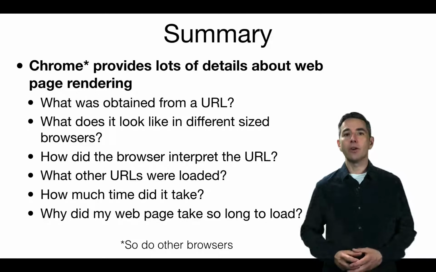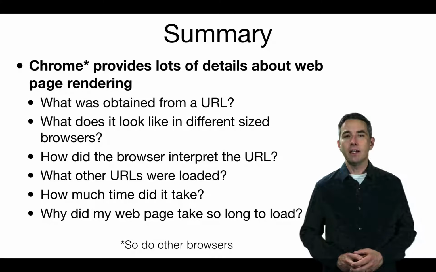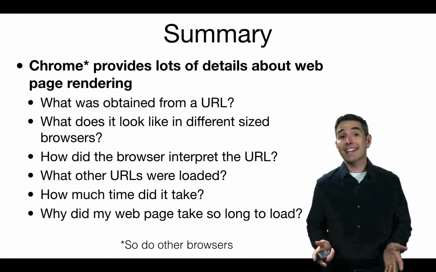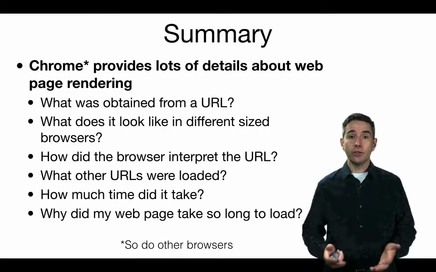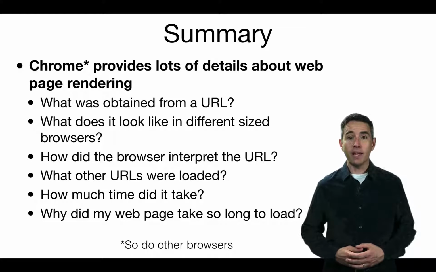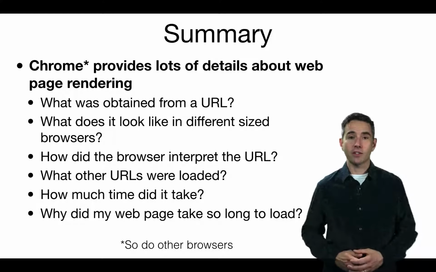What other URLs were loaded in addition to the one that I initially requested, and how much time did each of them take? Finally, what was the overall reason my web page took so long to load, or I guess on a good day, why was my web page so fast? These are some tools that are helpful to use in developing more sophisticated user experience analysis of web pages, or perhaps in debugging web applications that you're writing, or helping to debug other people's web applications as well.